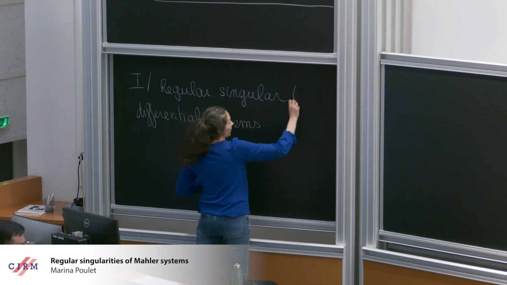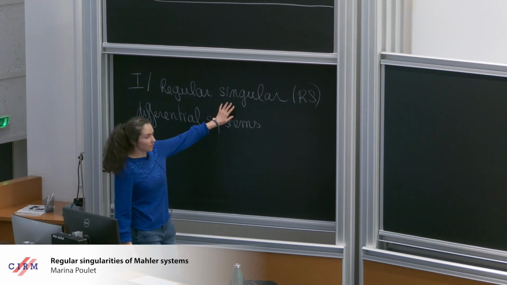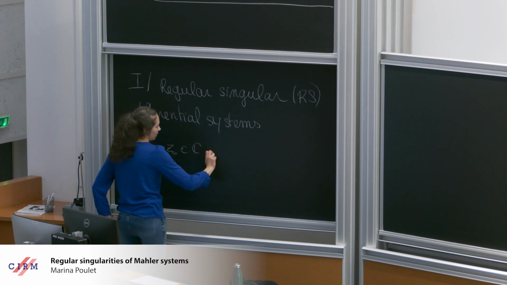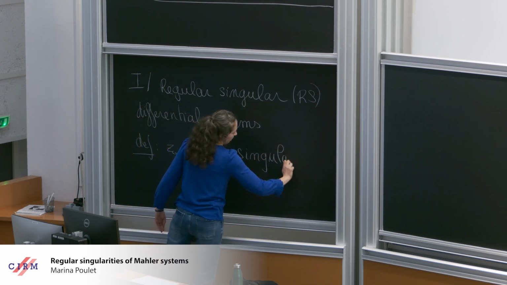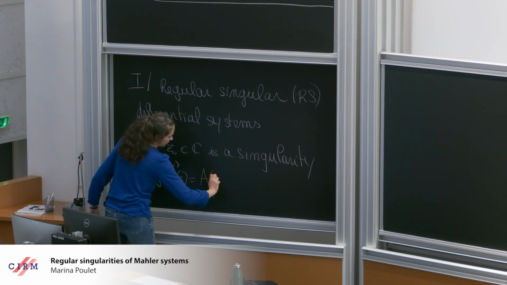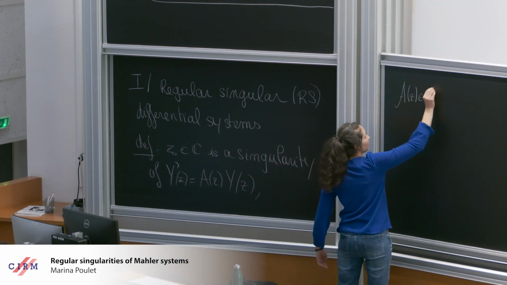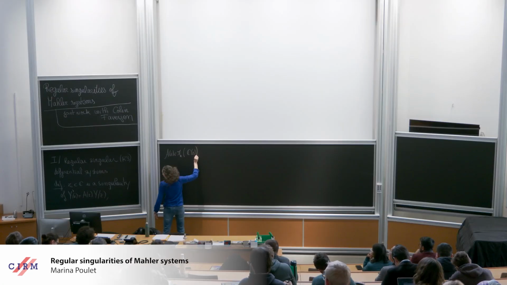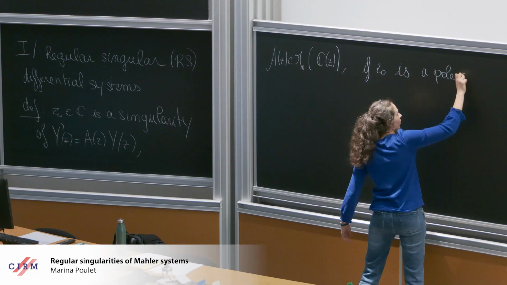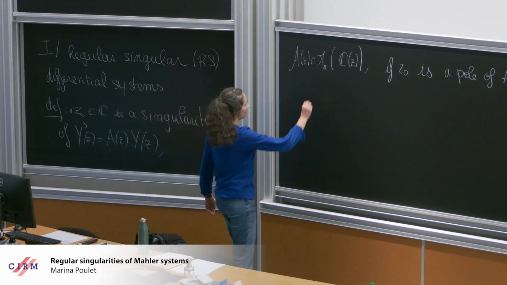I will denote them by RS during this talk. Okay. So just before, I need to define what is a singularity of a differential system. And we say, by definition, that a point is a singularity of this differential system, let's assume that A is a matrix whose entries are rational functions, if it is a pole of the matrix of the system. And we have the same definition for the point infinity.